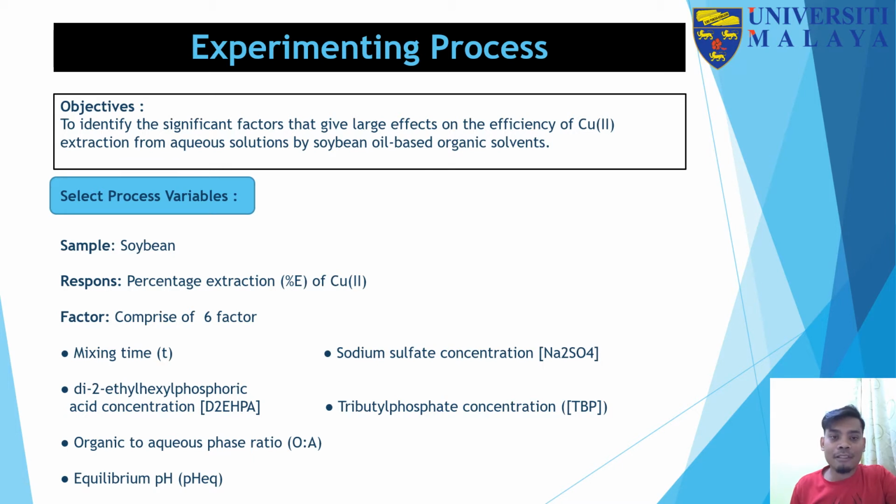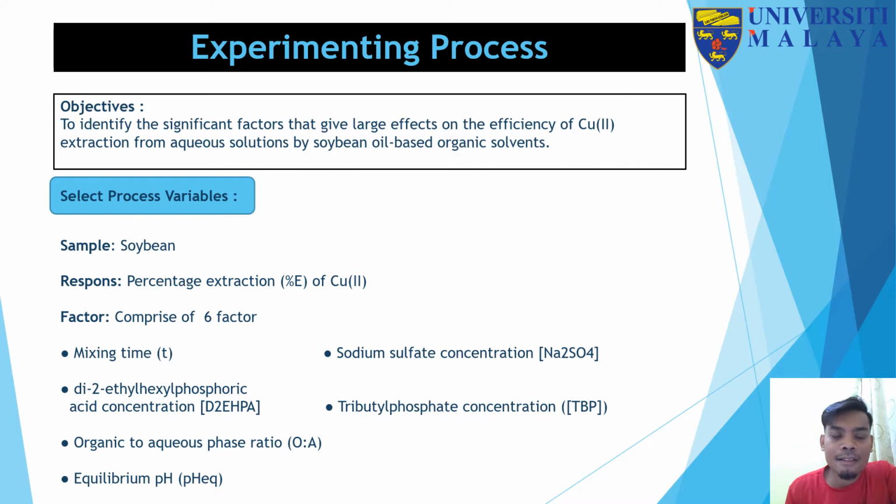There are 6 steps in the experimenting process, whereby the first step is to define the study objective. Second, describe the experimental subject. Third, select the process variables. Fourth, select an experimental design. Fifth, execute the design and collect the data. And finally, we have to analyze the data.